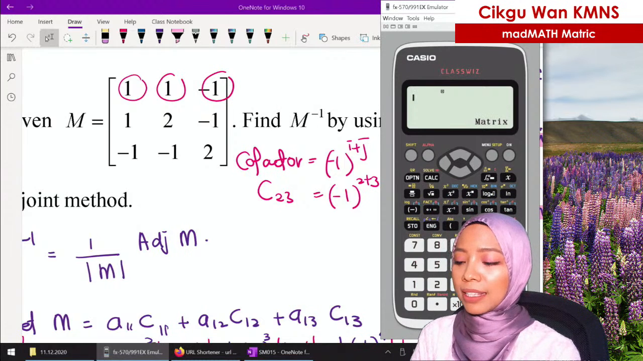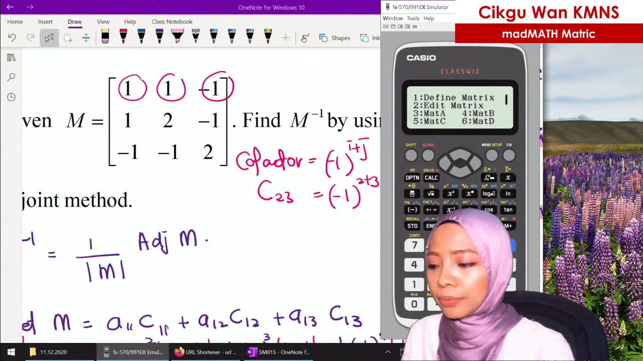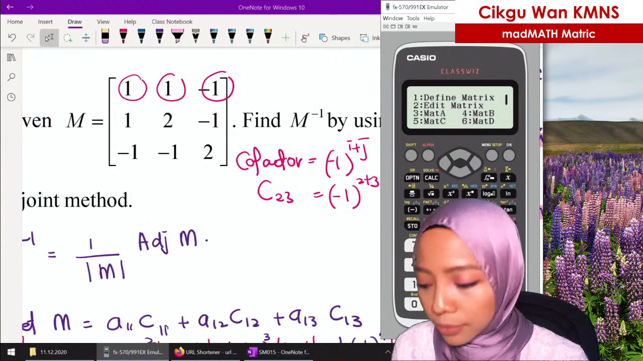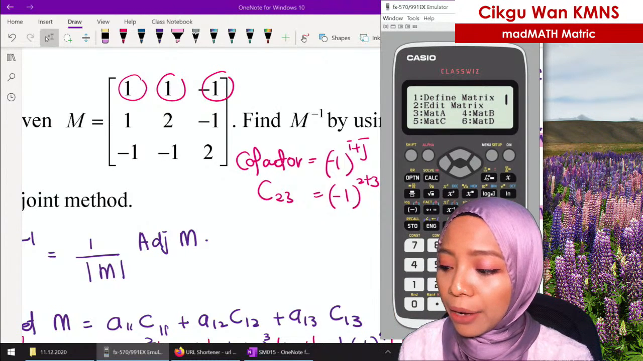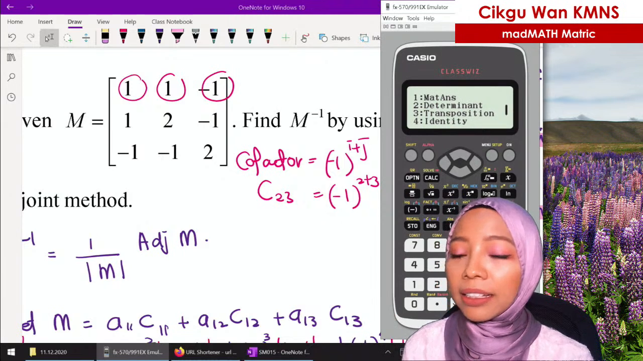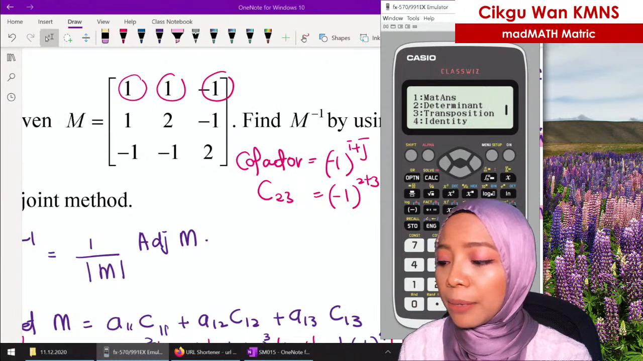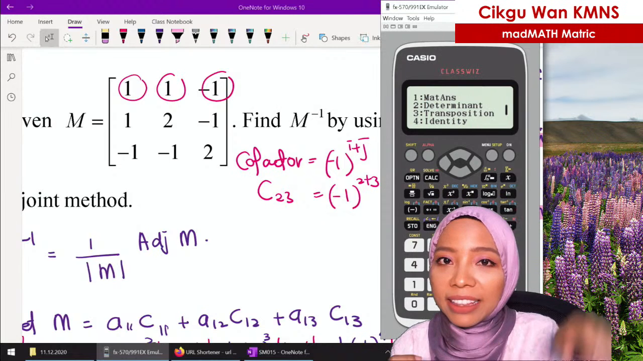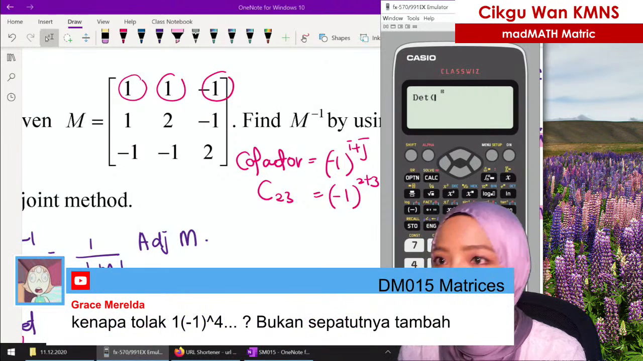Lepas tekan AC, kita pergi option. Alhamdulillah. You all nampak ada arrow kat bawah ni. Tekan arrow bawah. Bila tekan arrow kat bawah tu ada nampak determinant nombor 2. Nanti kalau nak cari identity pilih nombor 4. Sekarang ni pilih nombor 2 untuk cari determinant.